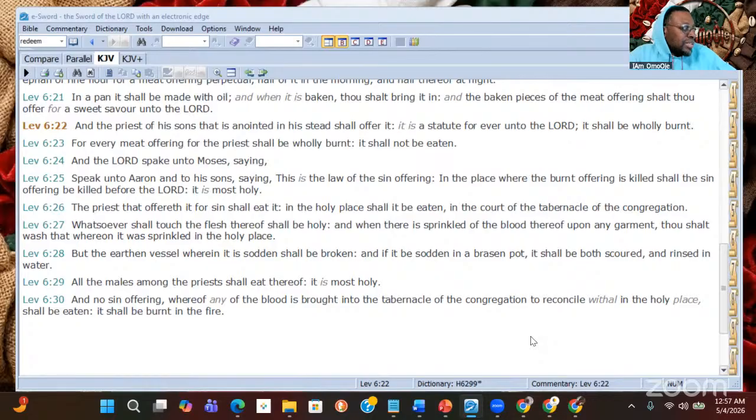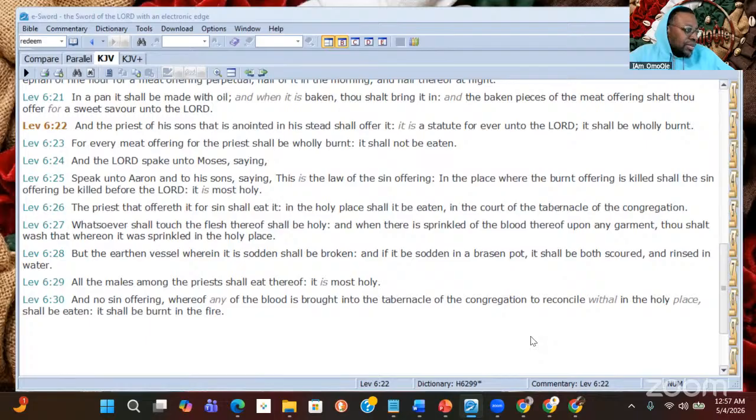And Jehovah spake unto Moshe, saying, Speak unto Aaron and to his sons, saying, This is the law of the Kata'ah offering. In the place where the burnt offering is slain, shall this Kata'ah offering be killed before Jehovah. It is most holy. The Kohane that offereth it for sin shall eat it. In the holy place shall it be eaten, in the court of the tabernacle of the congregation. Whatsoever shall touch the flesh thereof shall be holy.